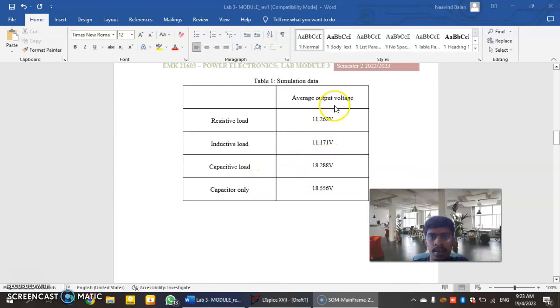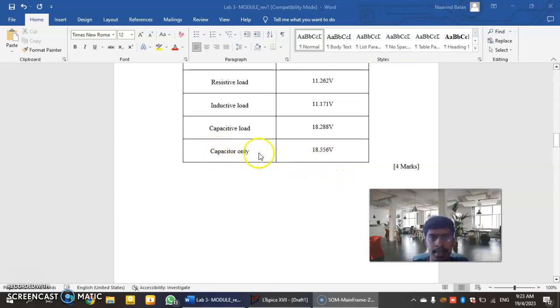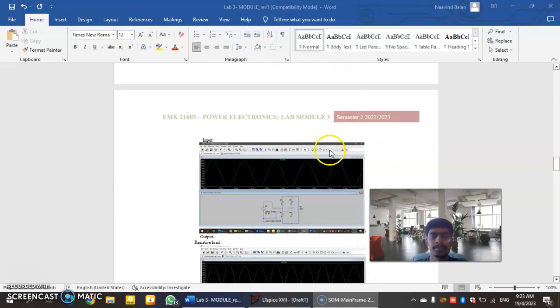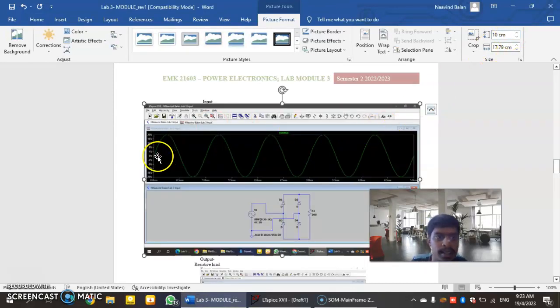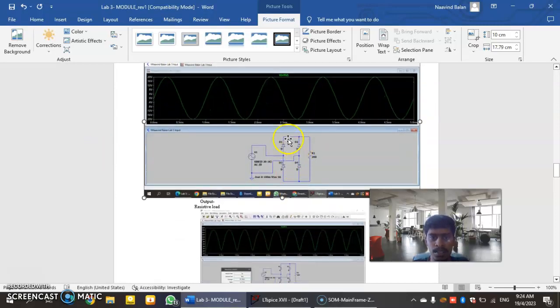The average output voltage for the resistive load is 11 volts, for the inductive load it is 11.171 volts, and for the capacitive load it is 18.288 volts. The capacitive only is 18.556 volts. So this is the input value. I get 0 to 20, then 20 to negative 20, and then back to 0 for one cycle. So this is my circuit.